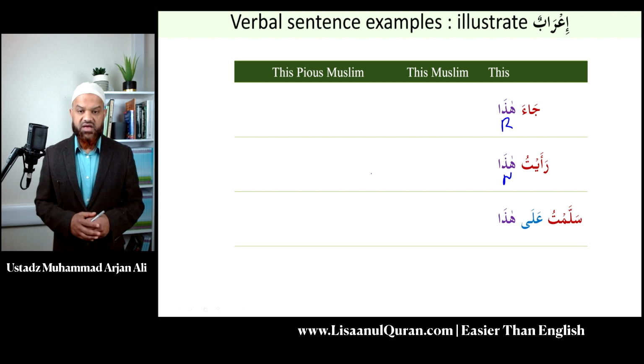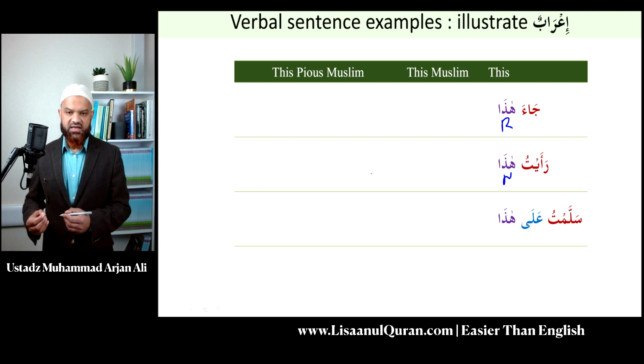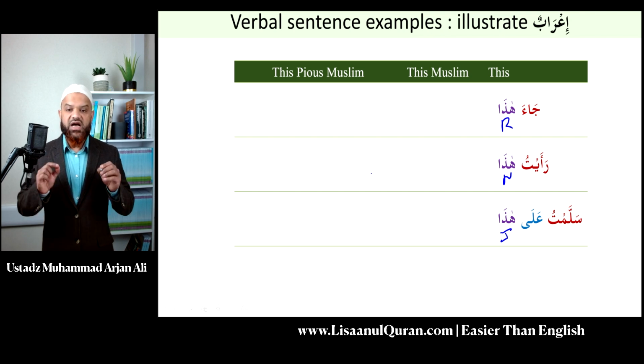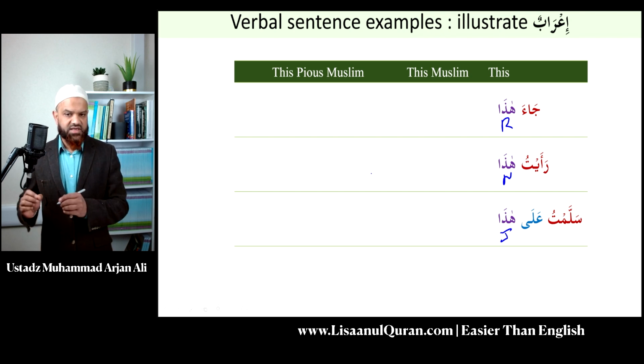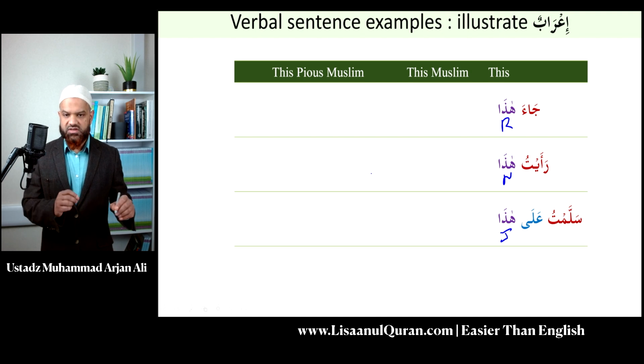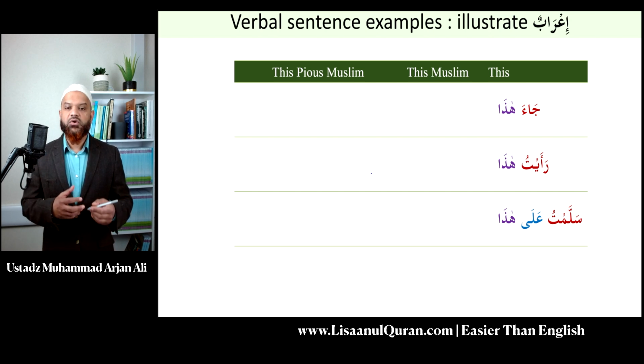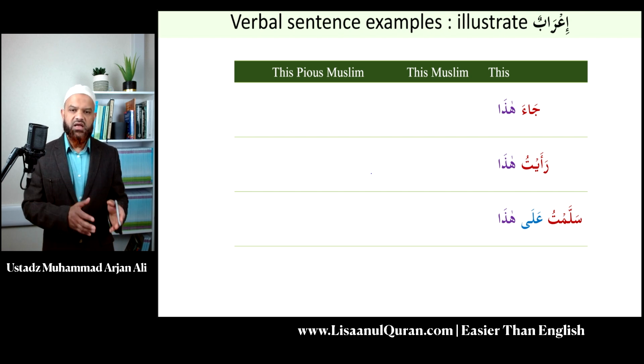In the third example, I have sallamtu ala hadha. It has to be jar. There is no option whatsoever, because after a harf of jar, the ism, the noun, will always be in jar status or majroor. So therefore, we can tell from context whether it is to be considered rafa, nasab, or jar. So ja'a hadha, ra'aytu hadha, sallamtu ala hadha.